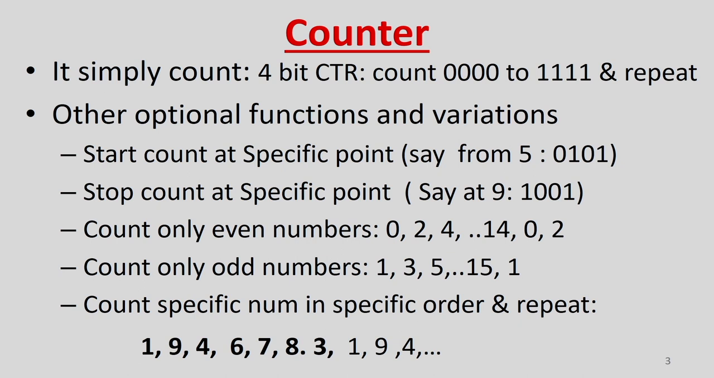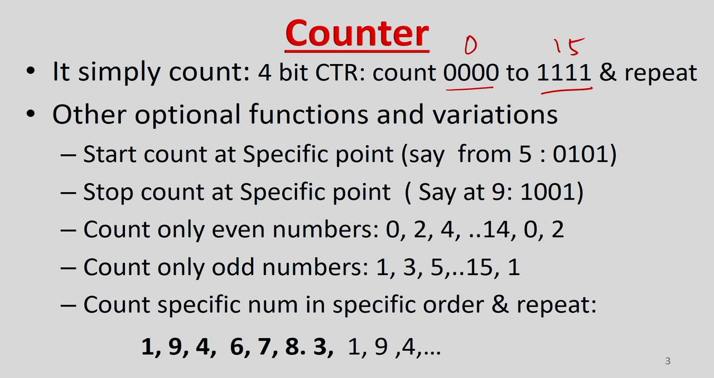So, what is a counter? A counter simply counts numbers, like 0 to 10: 0, 1, 2, 3, 4, 5. In general, in English we say 1, 2, 3, 4, but in the computer domain or C language domain we include 0 also. A 4-bit counter counts from 0000 to 1111. 0000 signifies 0 and 1111 signifies 15. So with a 4-bit counter we can count from 0 to 15, and a simple counter counts from 0 to 15 and repeats.